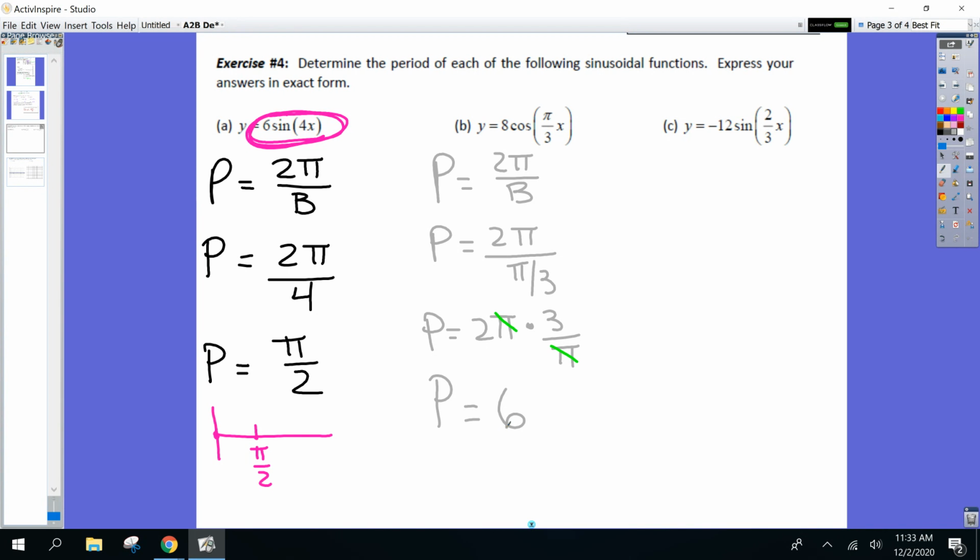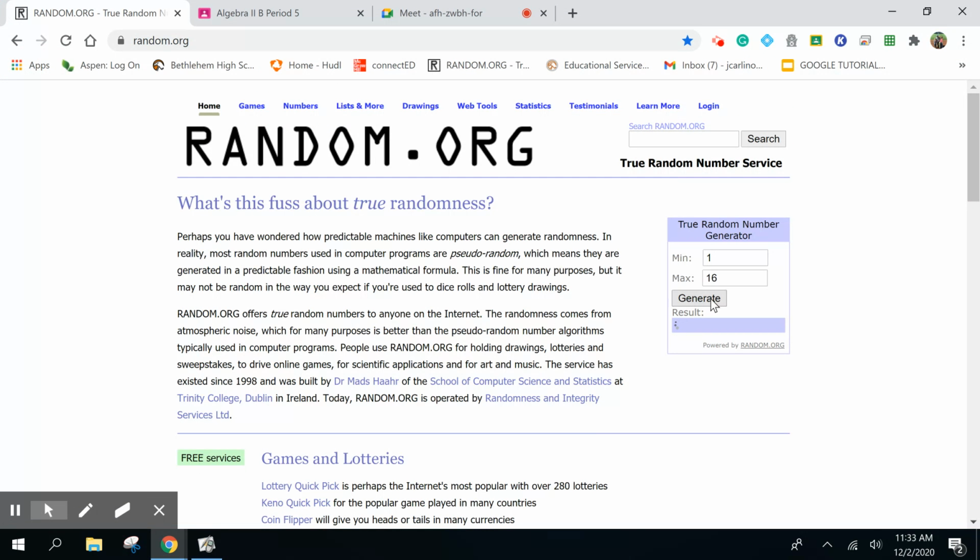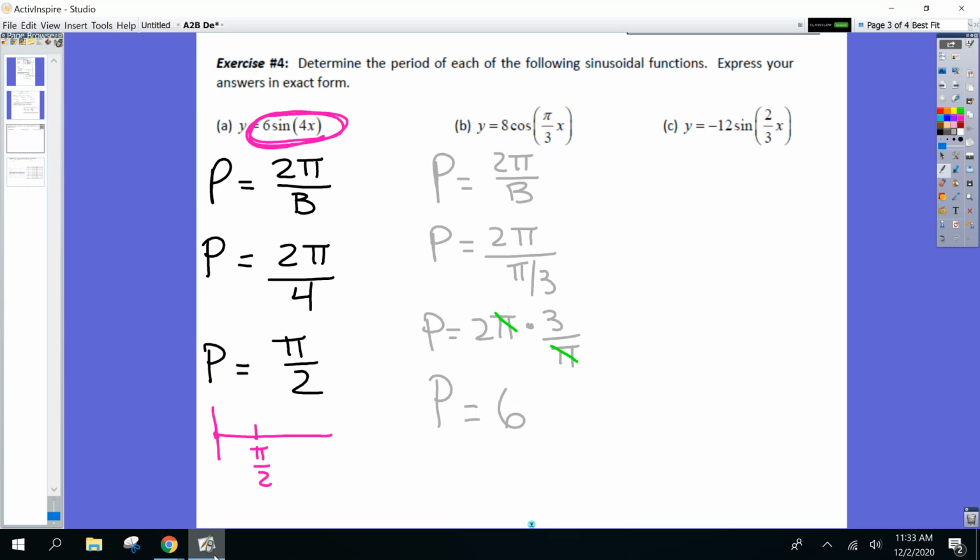You guys doing all right? Any issues yet? Finding the period. I just want you to find it. We're going to use it to graph here in a minute, but I just want you to be able to find it. All right, next up. Guys are doing a great job. Here we go, Mason. Period formula.